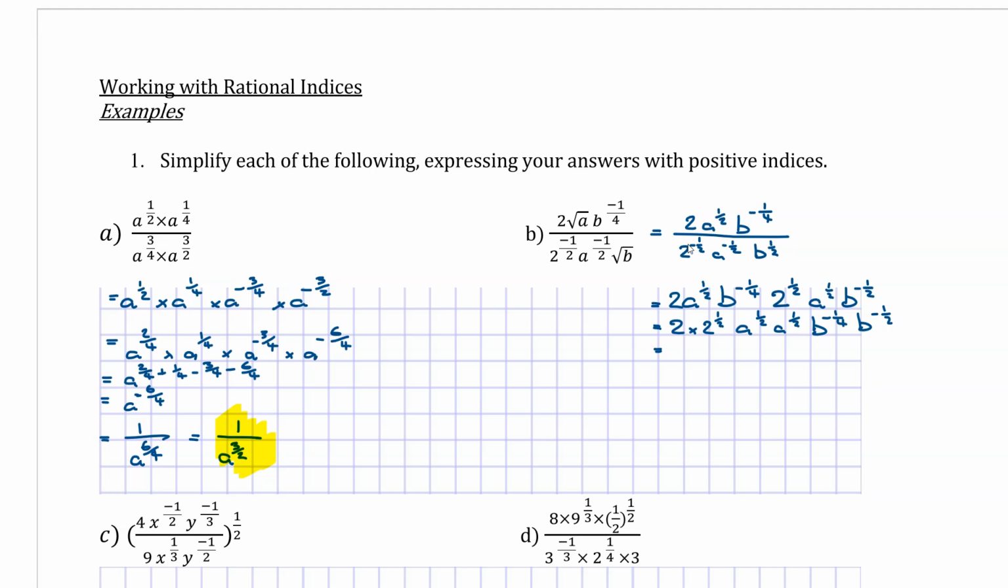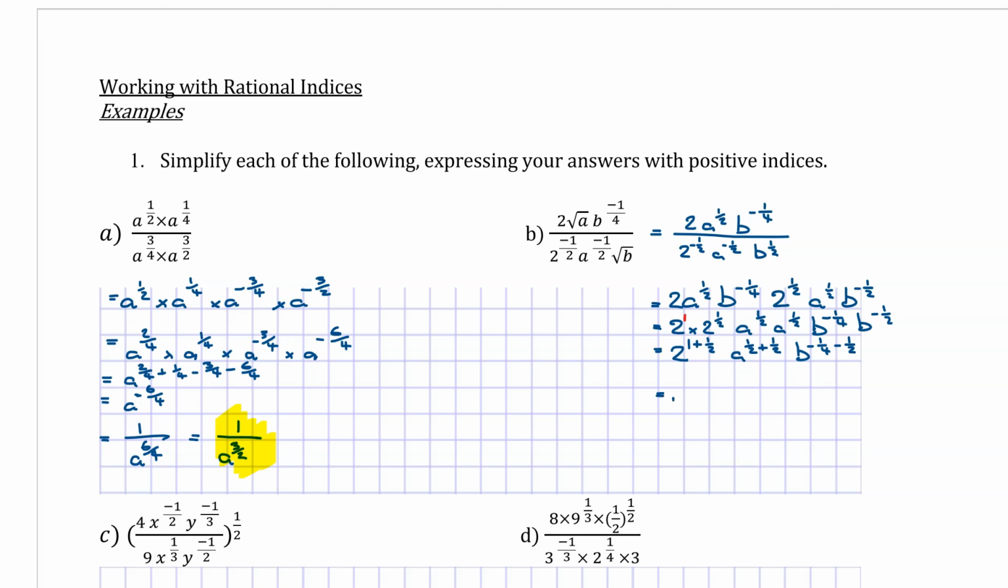Now, looking at this, we can clean it up a little and we'll say, notice that we've got 2 times 2 to the half. To add this together, we can pretend that the first 2 has a power of 1. Now we didn't actually change it because that 1 is implied, but what it's going to do is make it clearer to see what exactly is going on here. So it will be 2 to the power of 1 plus a half. Then that's times a to the half plus the other half. And then we've got b to the negative quarter minus the half, like so.